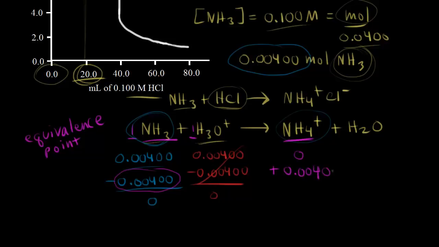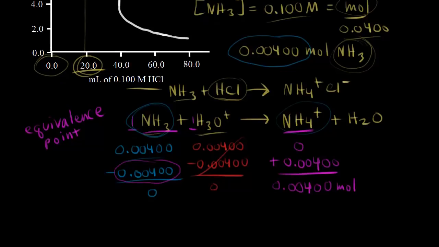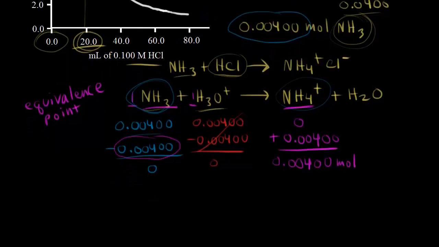So we gain 0.004 moles of NH4 plus. So after we add the acid, we're left with 0.004 moles of NH4 plus. So this is at our equivalence point, and we have some ammonium present. What's the concentration of ammonium that we have present?